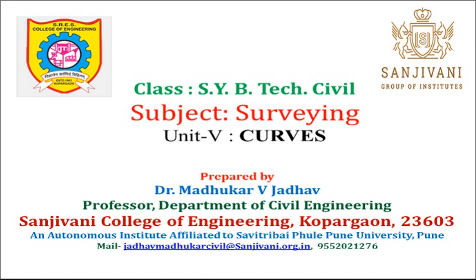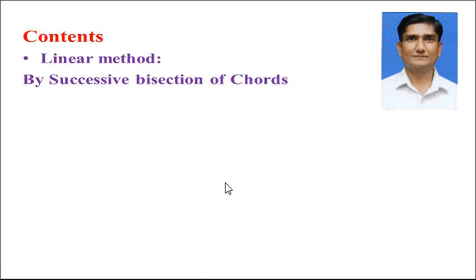In the previous lecture, we studied the first linear method of curve setting, that is offset from chord produced. In this lecture, we are going to study the second method of curve setting, that is by successive bisection of chords.